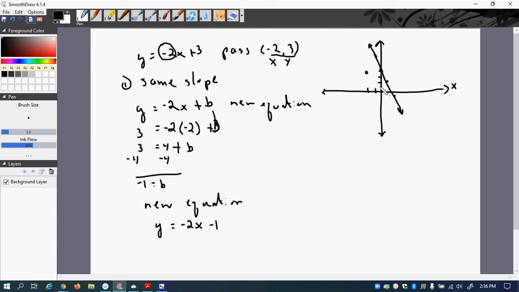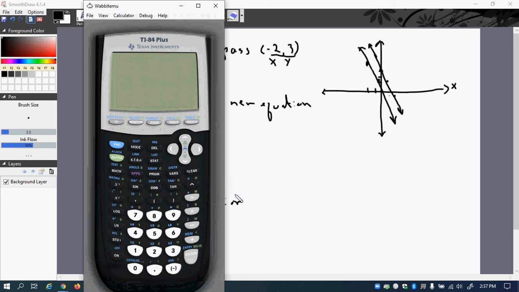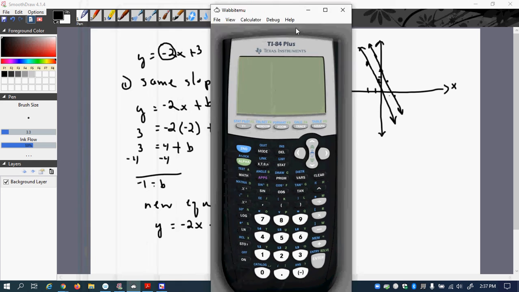And so if I put the minus 1 here, it should be parallel. This is not turning out right. So this point should have been higher up. So we'll erase that. Anyways, this tells me how to be parallel. In fact, let's go ahead and just graph it on our graphing calculator, just to show that it does work.